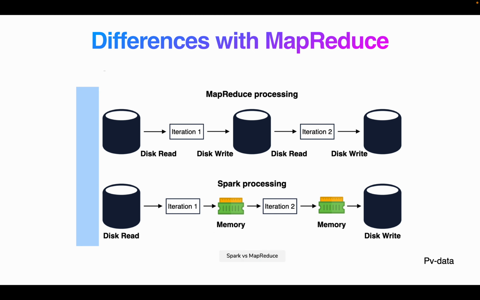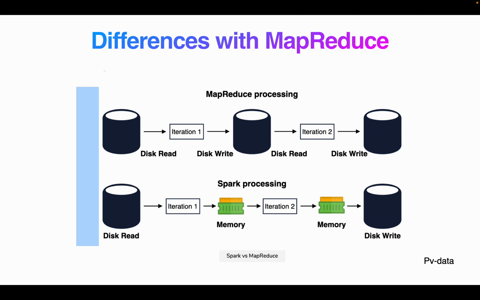Now for the next part, we are going to look at the difference from MapReduce. If you see in this image, the first one is MapReduce processing and the second is Spark processing. In MapReduce, as I said before, there is a disk read, then an iteration, a disk write again, then that data is read by the next MapReduce and written. But in Spark, data is read from disk once, then after each iteration the data is stored in memory. From that memory the next iteration takes it and puts it into memory, and then it writes back to the disk.